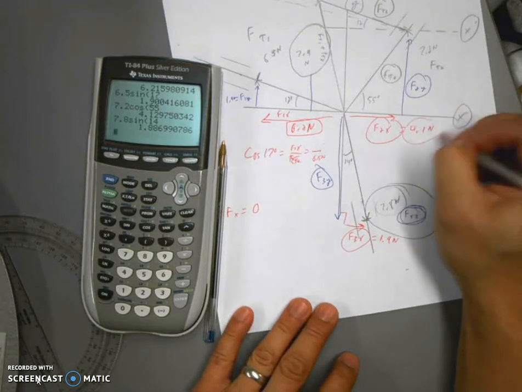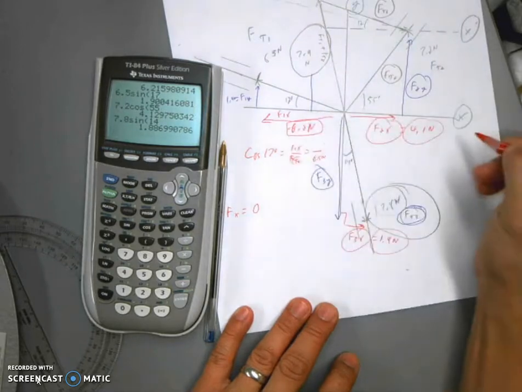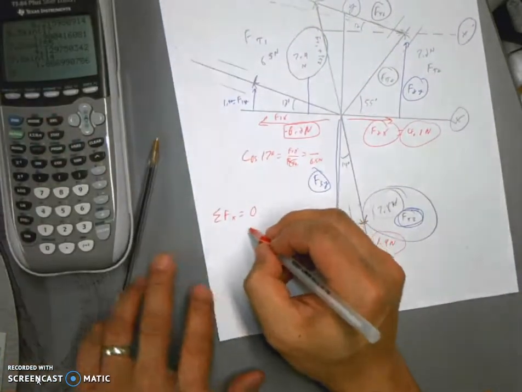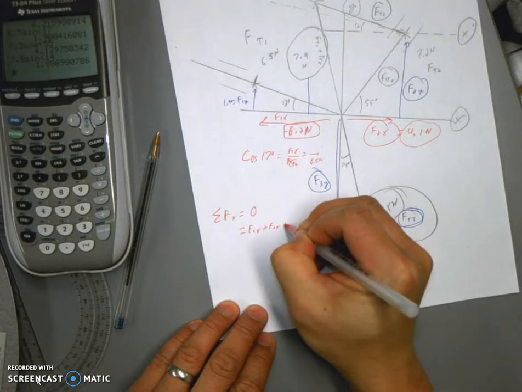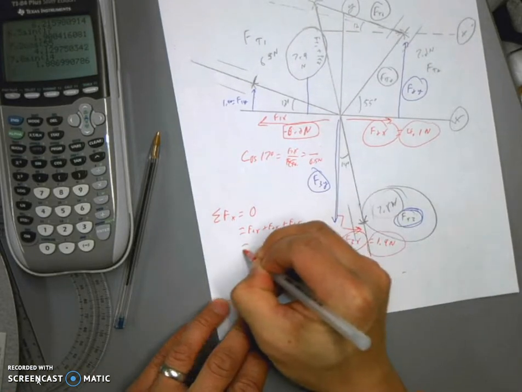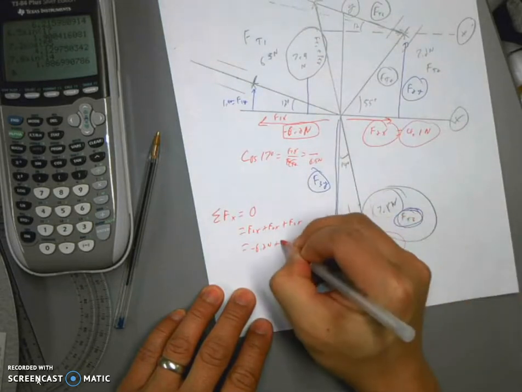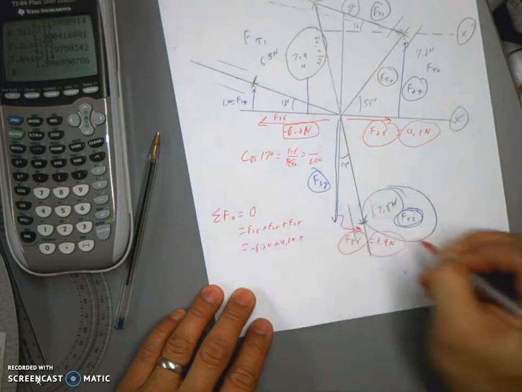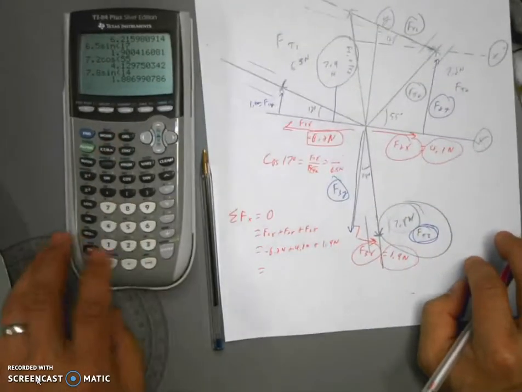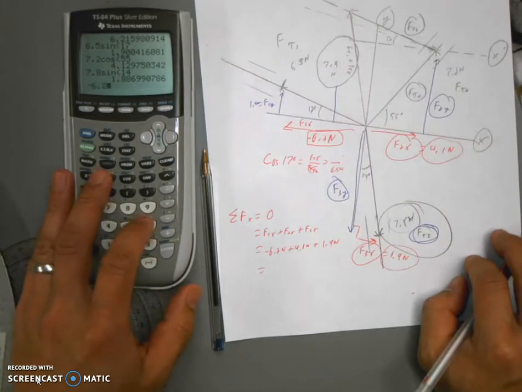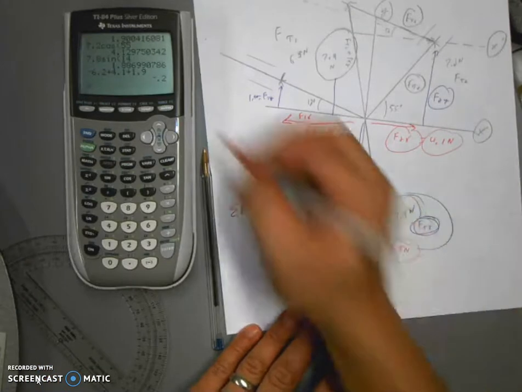Now this is in the positive direction, this is in the positive direction, this is in the negative direction, so I'm going to put a little negative sign there. So when I sum the forces in the x direction, it equals F1x plus F2x plus F3x, which is going to equal negative 6.2 newtons plus 4.1 newtons plus 1.9 newtons, which equals negative 0.2.